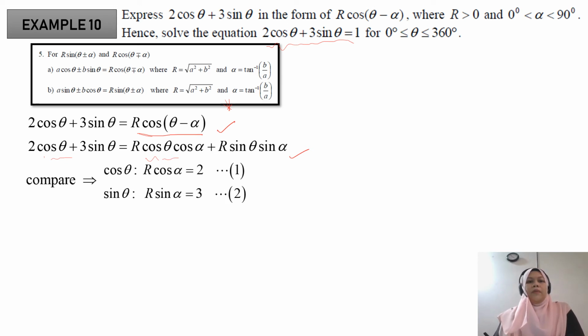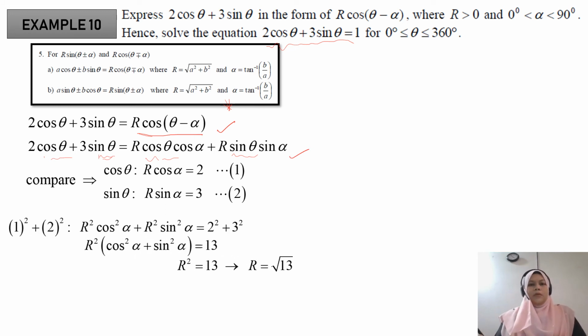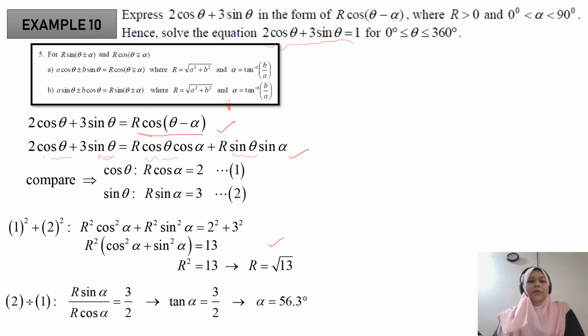2 with r cos alpha. And we also have sine theta on the left hand side and sine theta on the right hand side, so we will have 3 equals r sine alpha. So we have the first equation and the second equation like that. In order to get the value of r and alpha, first we will add the squares of the first equation and the second equation like this to get the value of r. And we can also divide equation 2 by equation 1 to get your alpha. So now you already have your r and alpha.